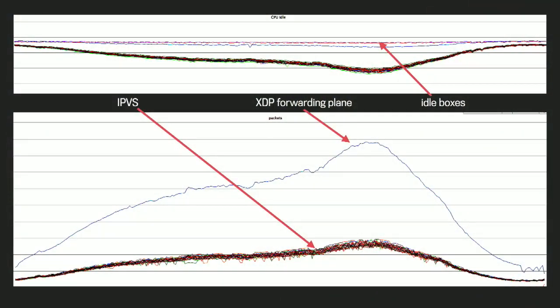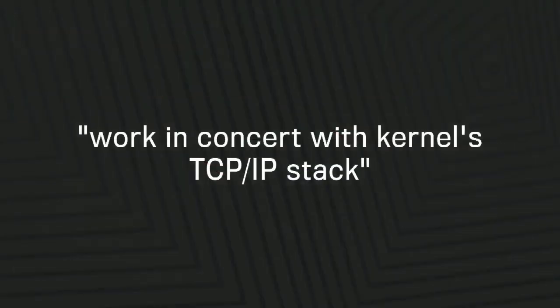We can see how much CPU consumption the idle box had. This is how much CPU IPVS was using. And this is how much XDP was using. So this picture shows us that XDP was receiving 3 times more traffic, but CPU consumption was 7 times less compared to IPVS. So that was really great. So another benefit is that XDP works really great with the kernel's TCP/IP stack.